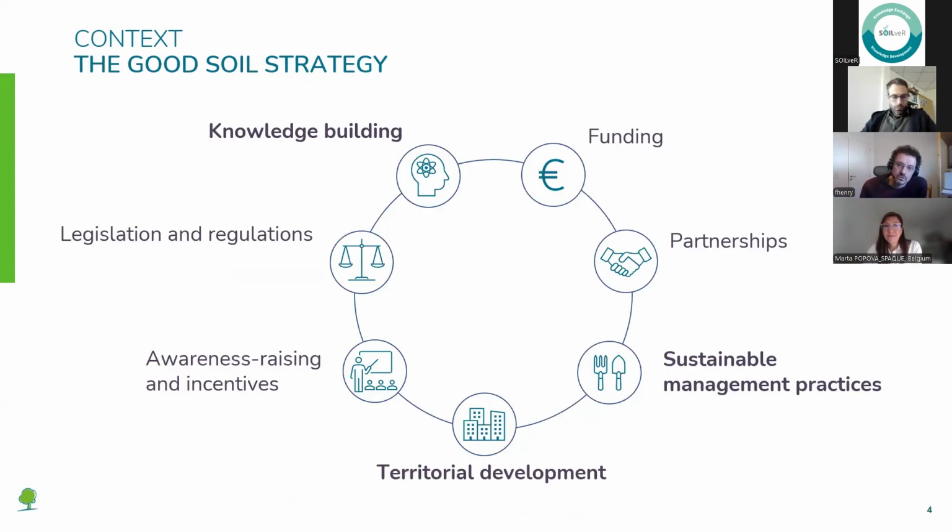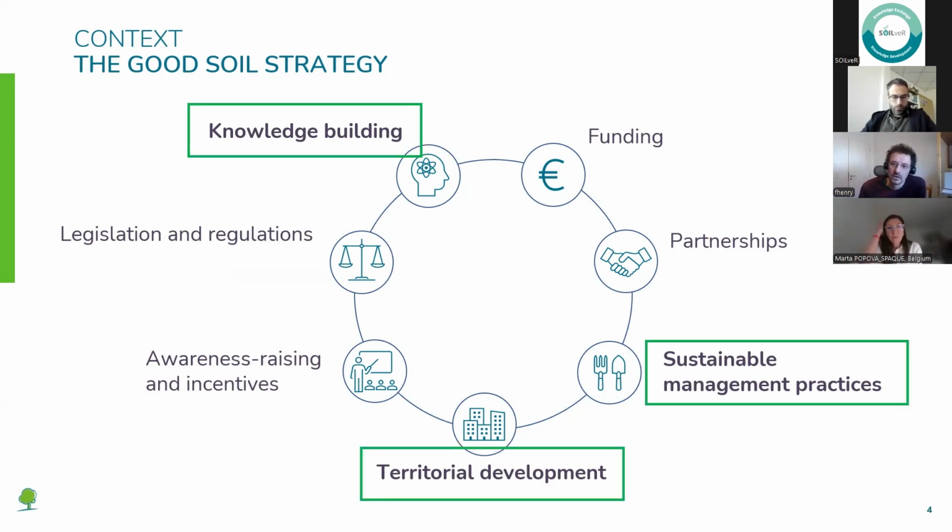Now, the Good Soil Strategy consists of 52 measures ranging from the acquisition of knowledge, sustainable management practices, territorial development, and the BSQI is one of the first measures that we launched.